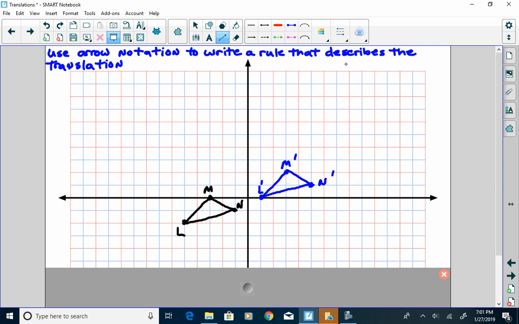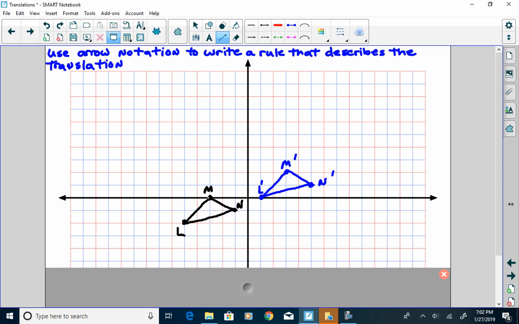Well, first, we have to be able to determine which figure was the original and which figure is the image. And we do that using our prime notation. So I know that our original figure, which we call the pre-image, that's located here, triangle LMN. The prime notation, the image, is here, to the right. So we can see that it would be moved right. So that means our x value should be plus something. Well, how many units did it move? Well, let's pick a point. Let's pick point M. Point M is located at -3 on the x-axis.